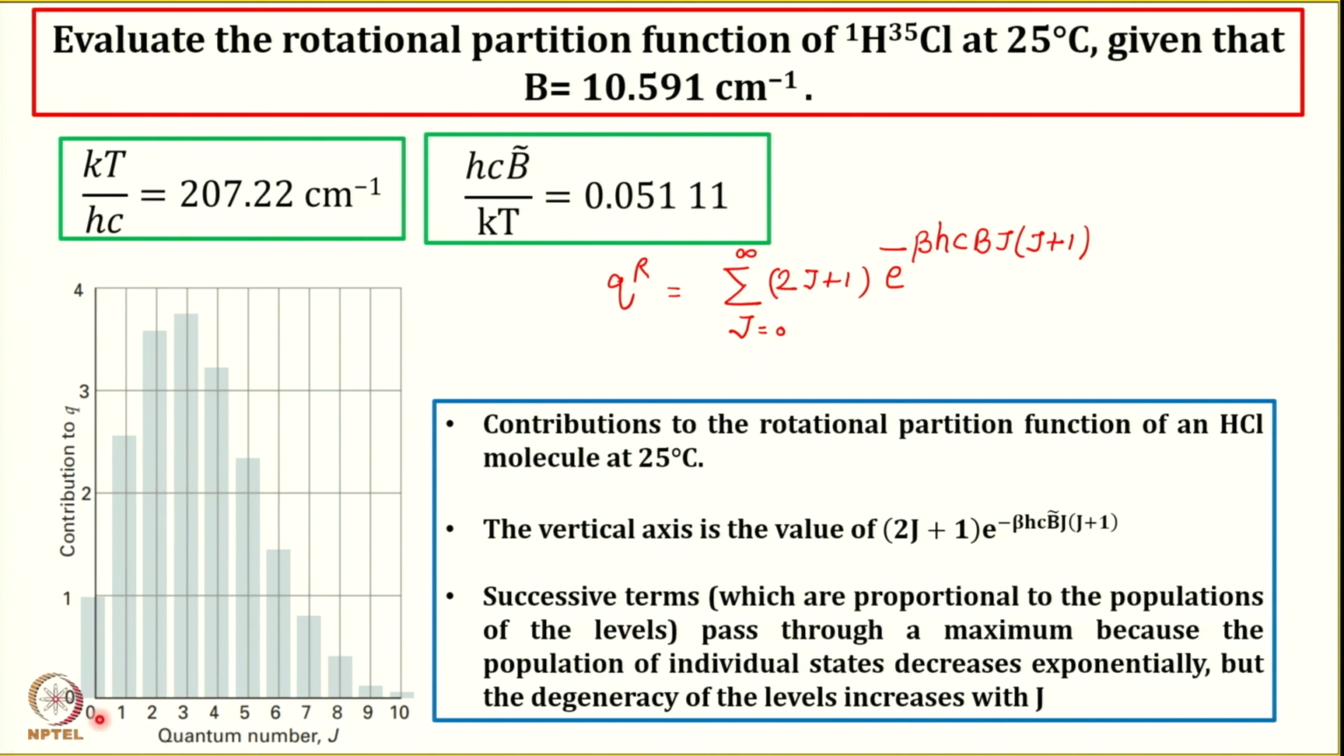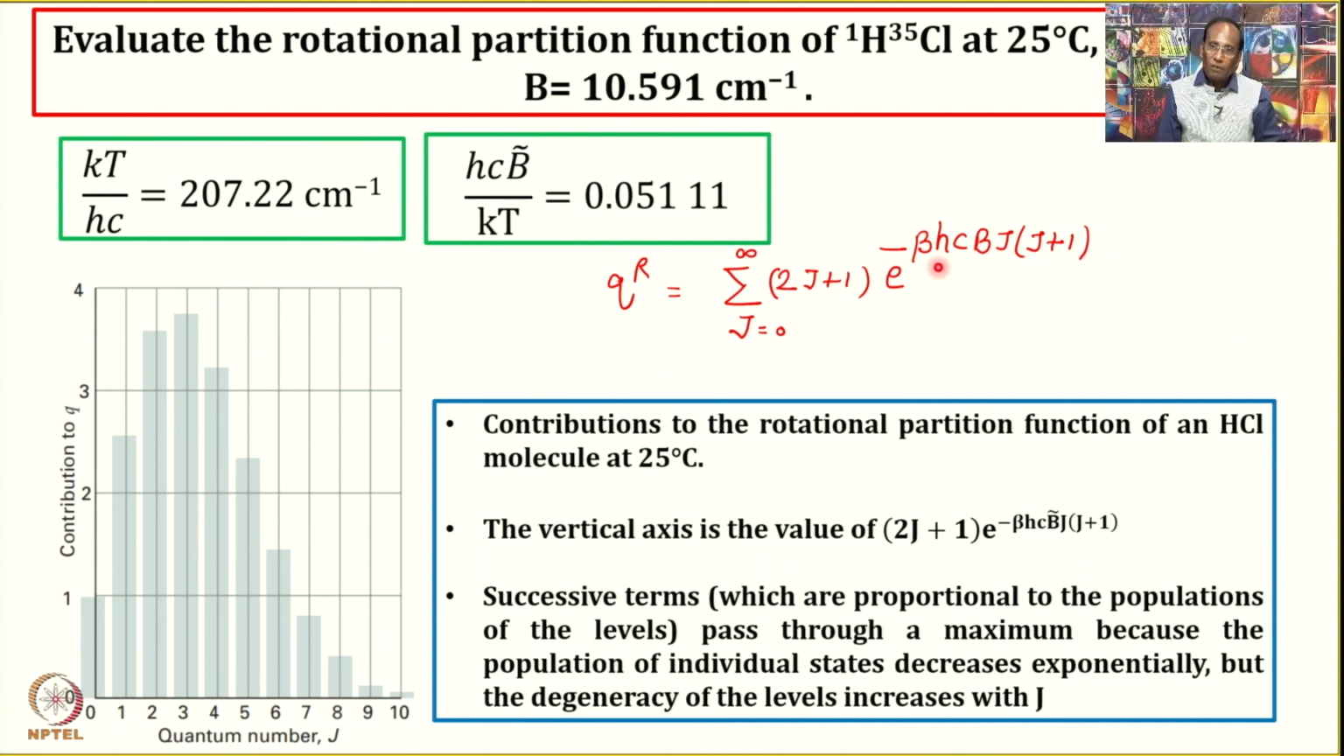For j equal to 0, this factor is 1, so this should be 1, and you can see 1 here. When j is equal to 1, this becomes 3, and the value rises. Eventually, this passes through a maxima. Why? Because when you increase the value of j, the degeneracy factor gives it a push up, but the exponential term decreases the value. So when you consider both, the result passes through a maxima.